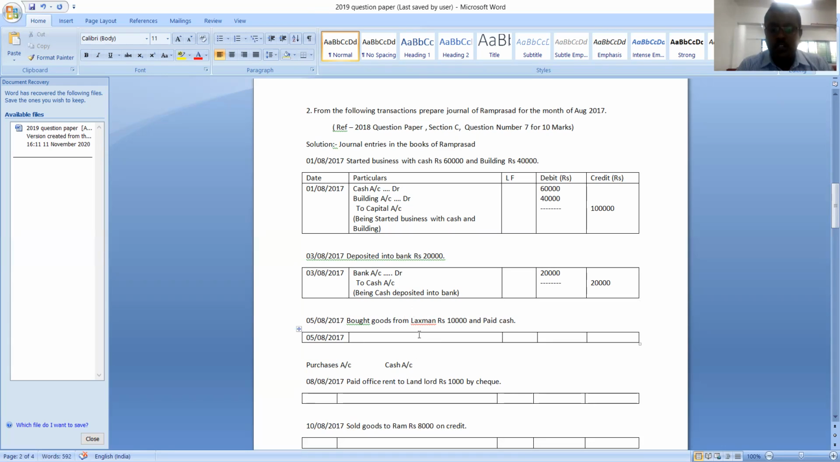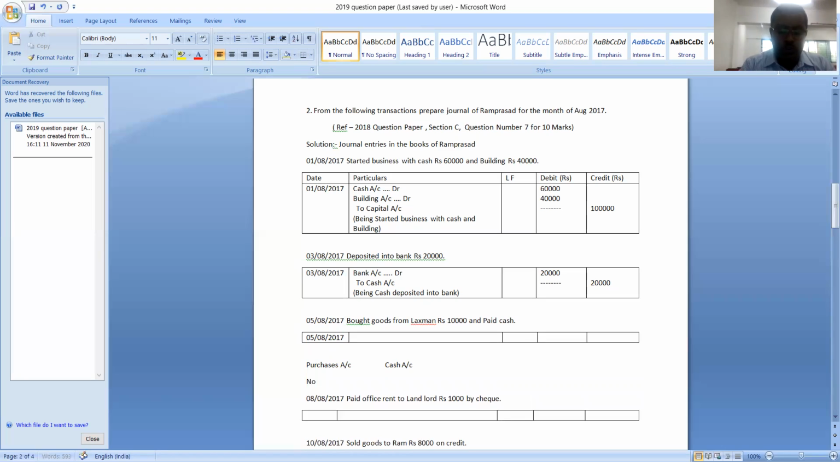If it was a credit transaction, then instead of cash account, which account would come? Lakshman's account would come. Now, purchases account is which account? As we all know, it is a nominal account because it is an expense. Cash account is which account? It is a real account because it is an asset. Purchases account is a nominal account, cash account is a real account.